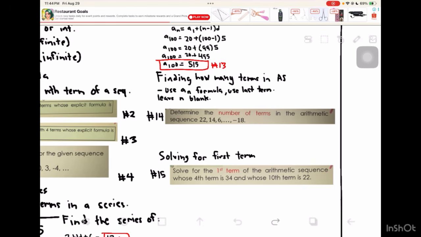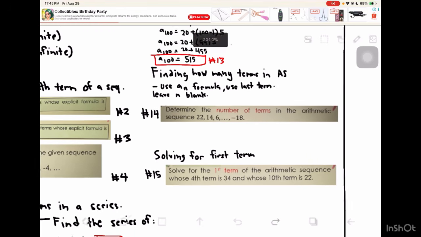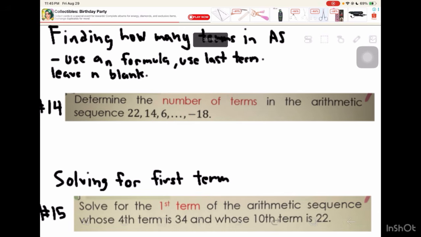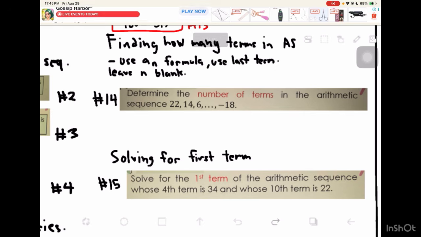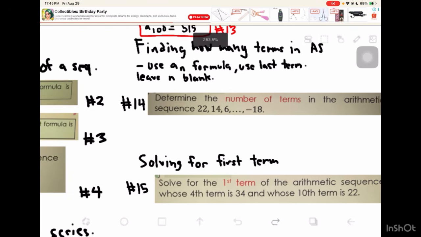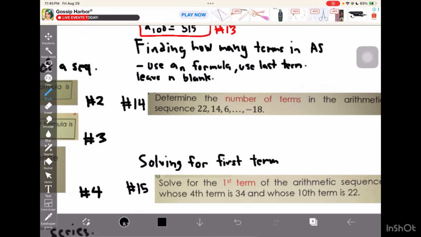Alright, number 14. Finding how many terms are in an arithmetic sequence. So we have this problem over here. We have the number of terms in the arithmetic sequence: 22, 14, 6, and so on, until negative 18. So what we want to do first and foremost, I'll put this on the solution board because we don't have space.